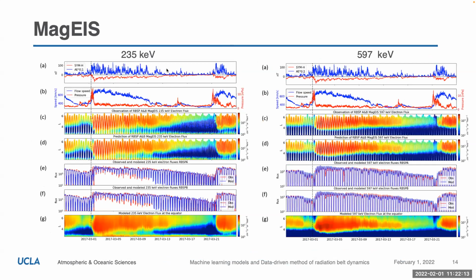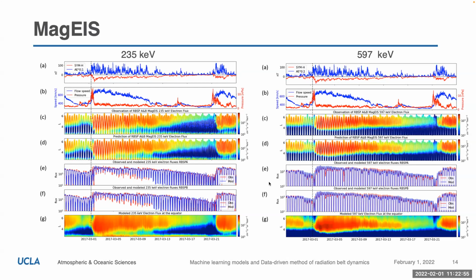And here I'm showing the MAGEIS results. The left one is the 235 keV channel. The right one is the 597 keV channel. Similar plots to the previous one. Those are the activity or input parameters. Here are the observation values. Here are the model's results along the trajectory. Those are the flux values along the trajectory, and the final one is the result on the equatorial plane. You can see our model successfully reproduces the drop-out and the enhancement and decay.